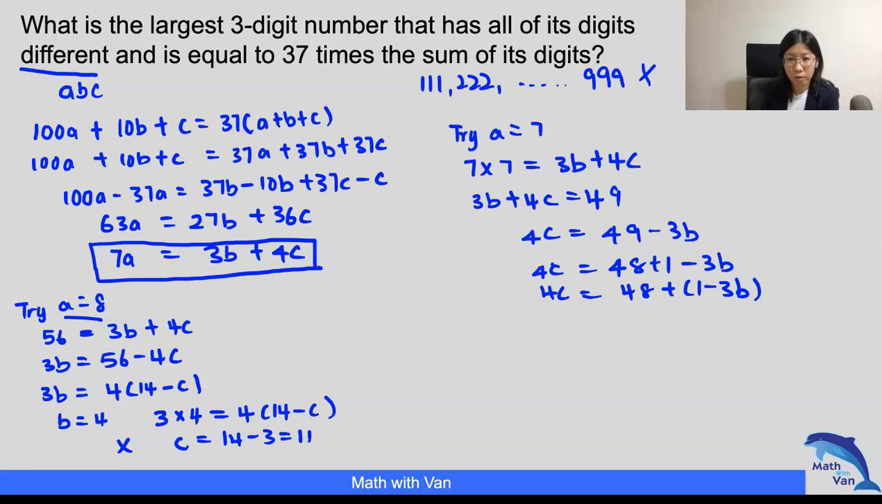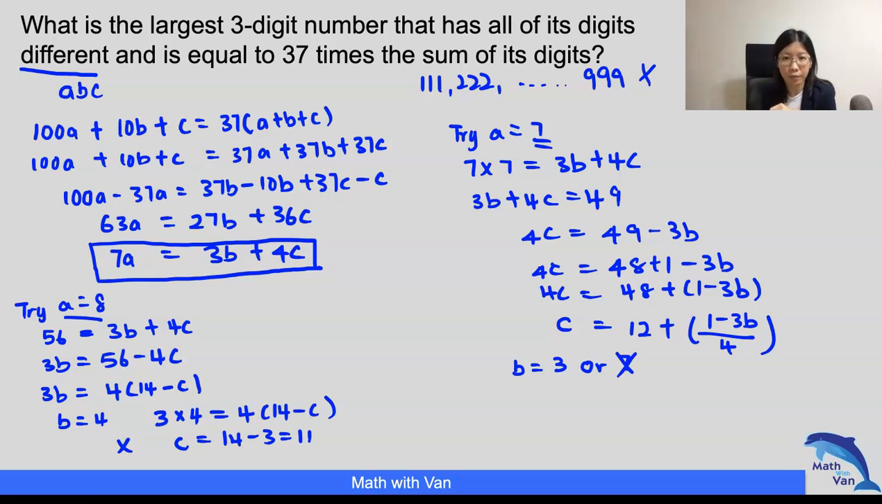So I could divide by 4 throughout. So C equals 48 divided by 4, which is 12, plus (1 minus 3B) over 4. So now, for this equation to be valid, we need B to be 3 or 7. But B cannot be 7 because we have already used A as 7.